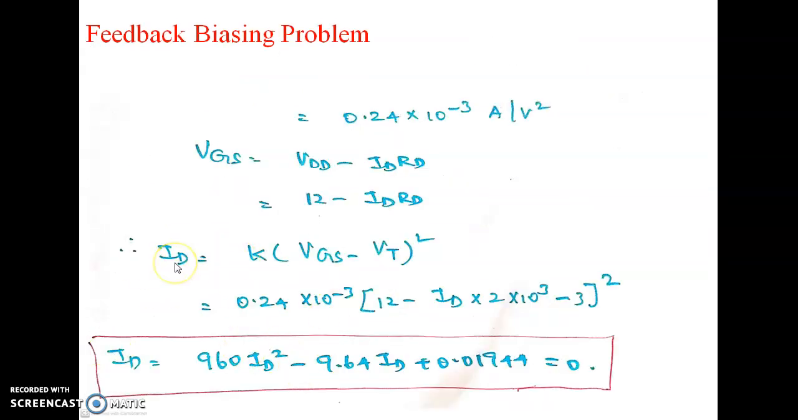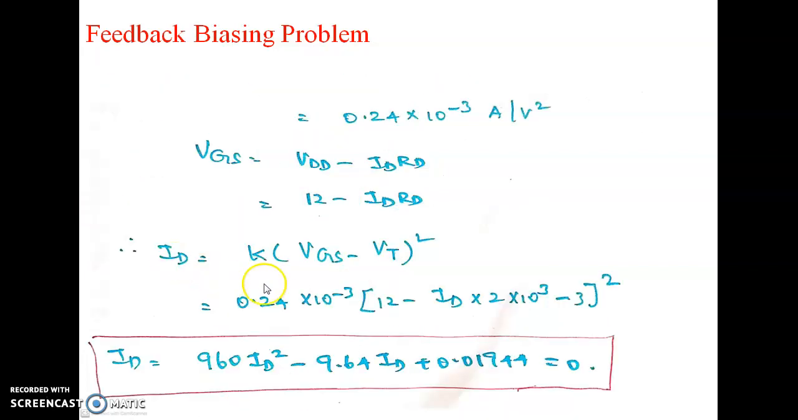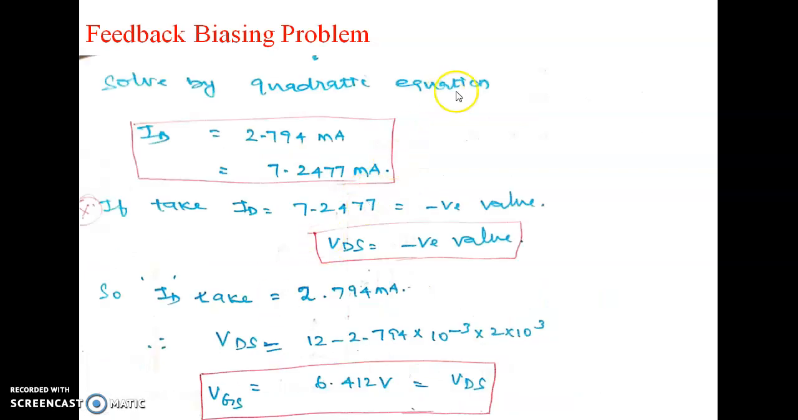Next, I want the ID value, the output current value. From ID equal to K into VGS minus VT the whole square, what is the K value? Just now we have found it. And VGS is this expression in terms of ID. Substitute here and get an equation of second order. How do we solve this second order equation for ID? By means of the quadratic formula: minus b plus or minus root of b square minus 4ac, divided by 2a. Substitute the values here, so ID is equal to this value.